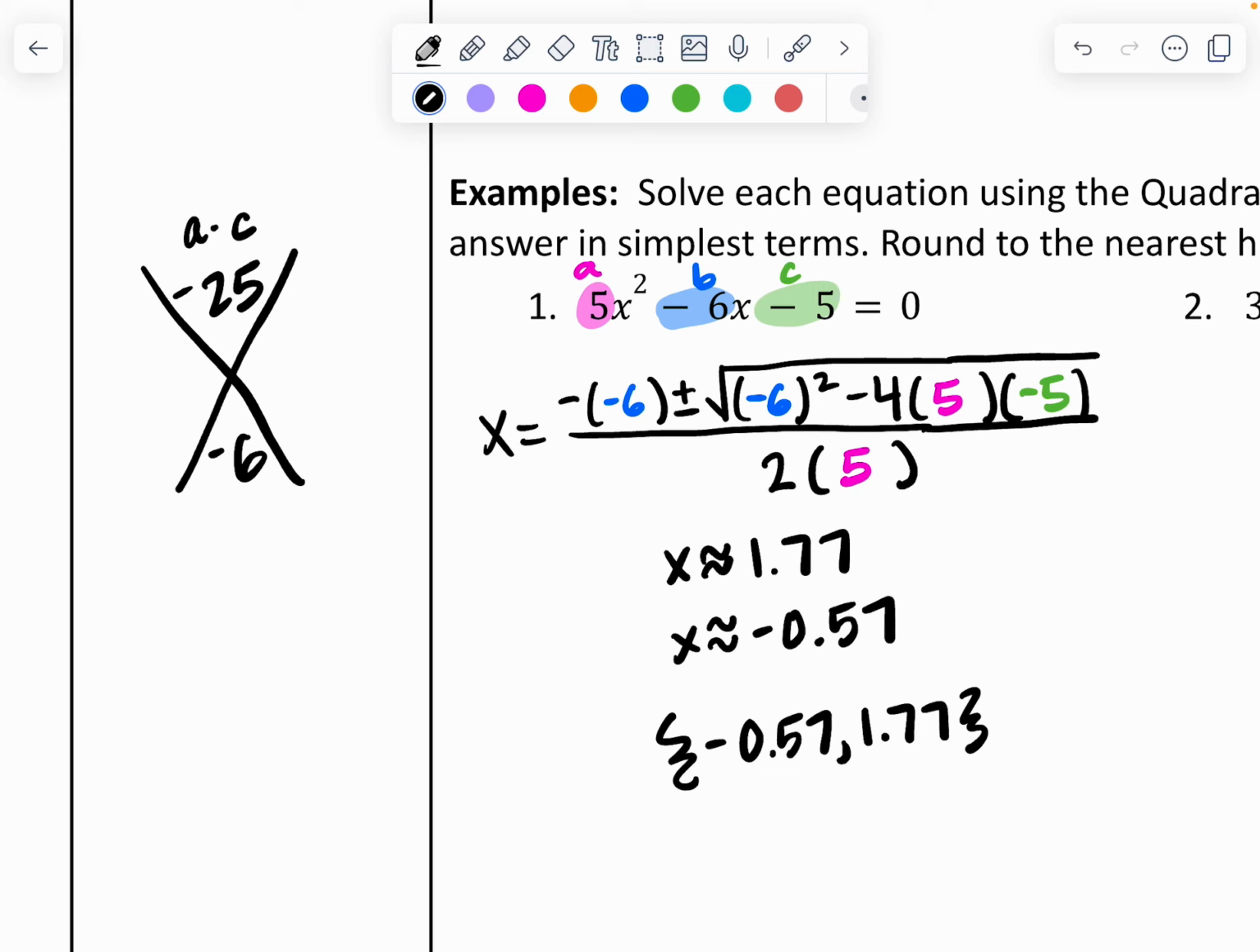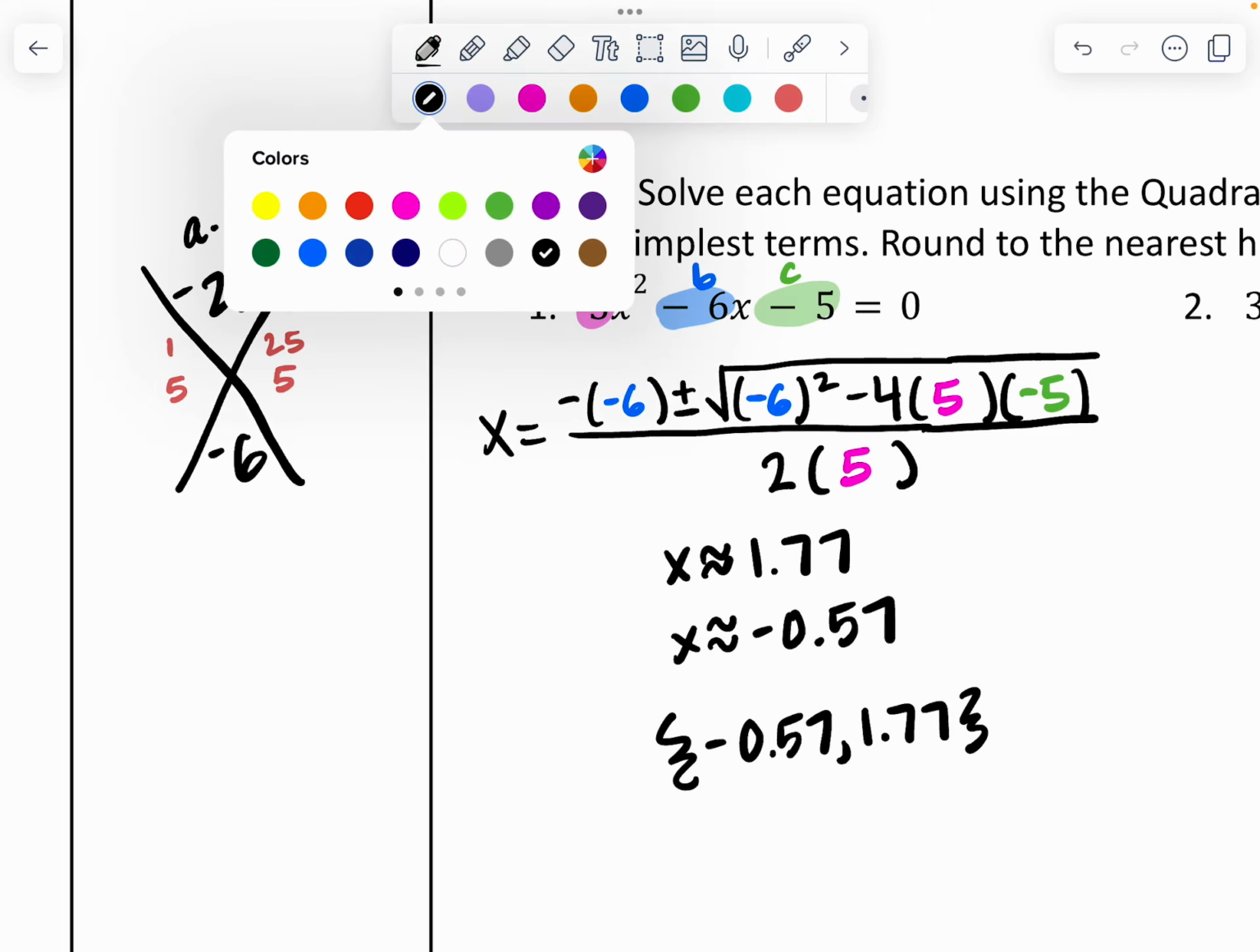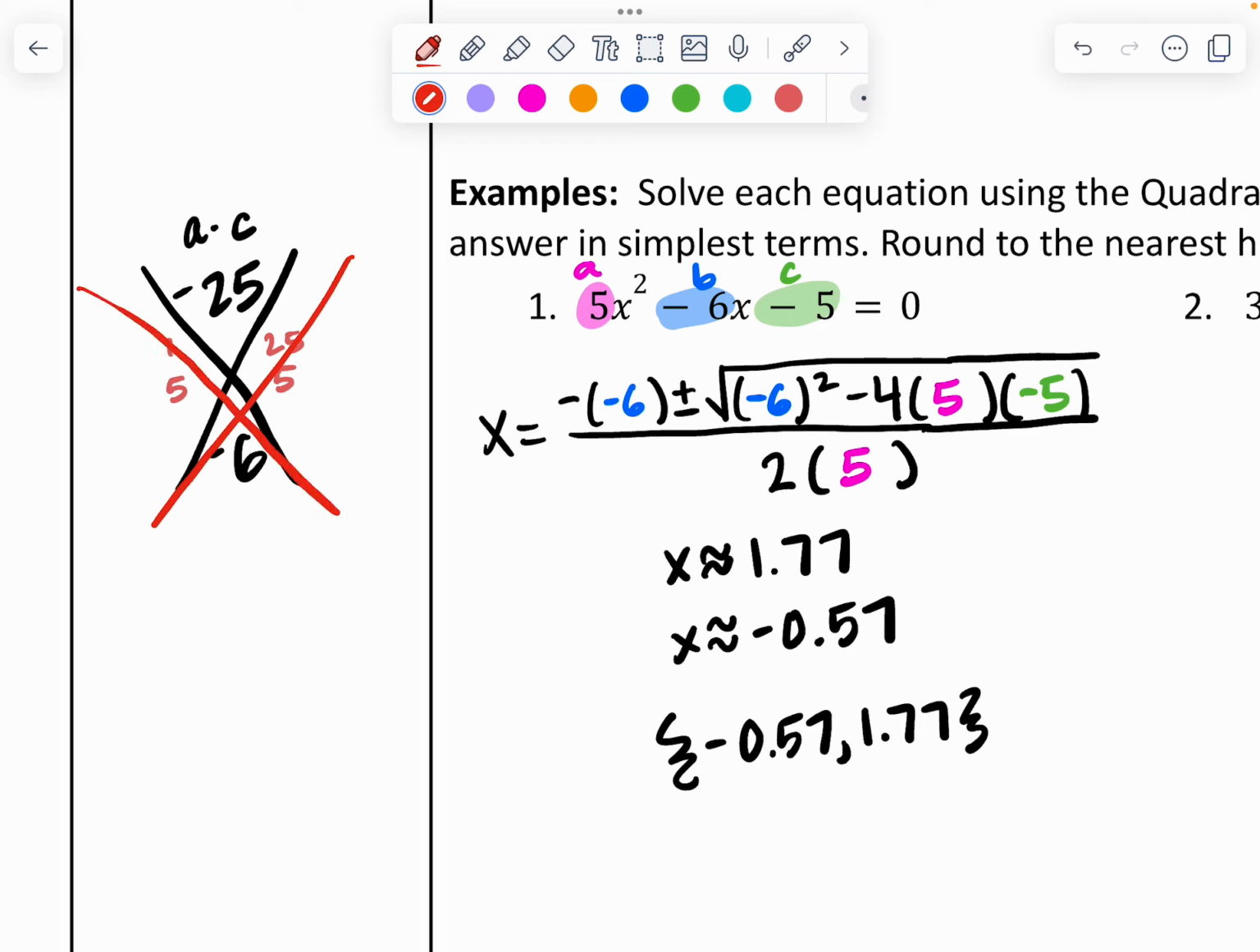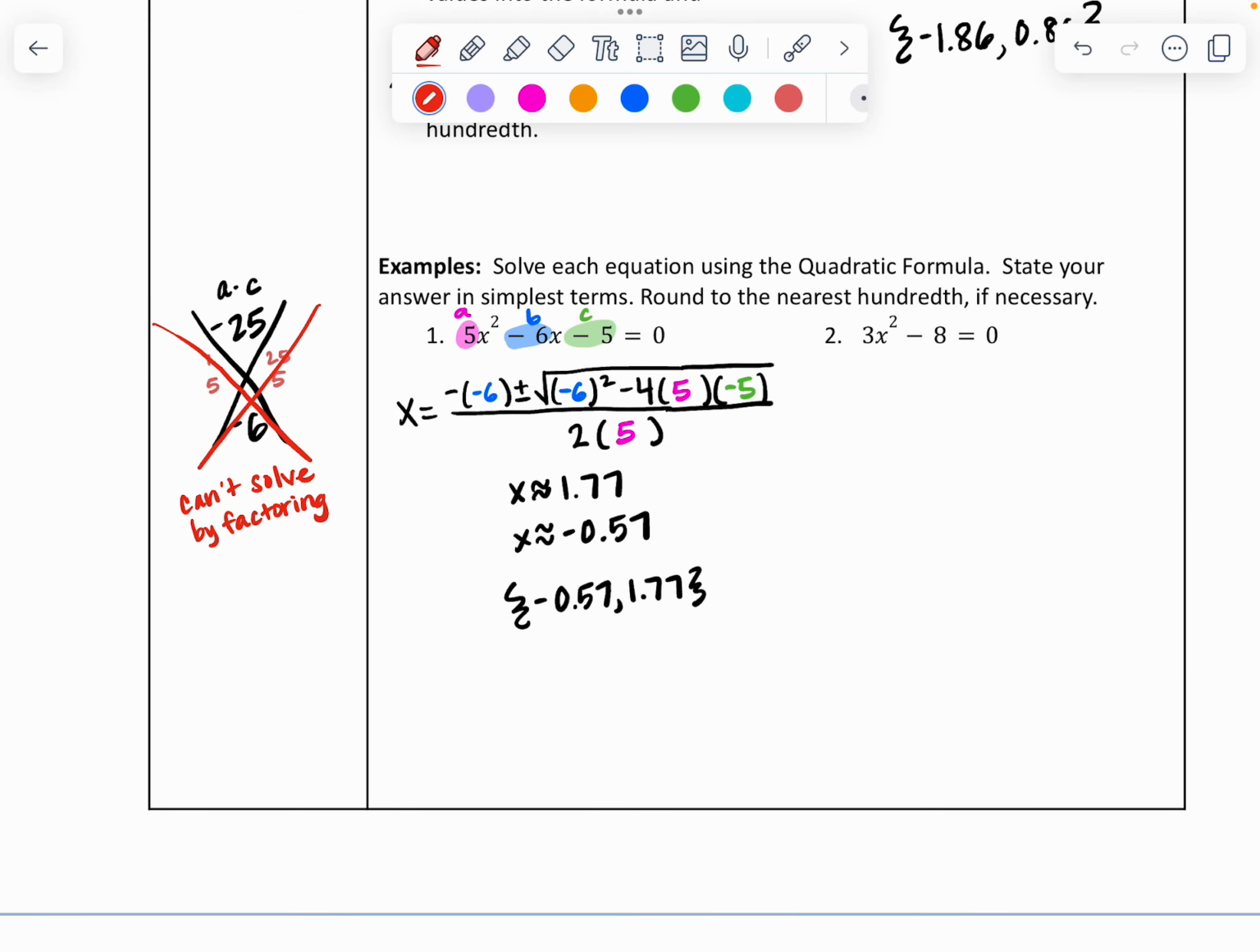Now, we try to solve this x puzzle. Well, the factors for 25 would be 1 and 25, or 5 and 5. And there's no way I can make any of these negative, and any of them would add up to negative 6. So this cannot be solved using factoring. We can't do it. So that is when you will need the quadratic formula, when you cannot solve by factoring.